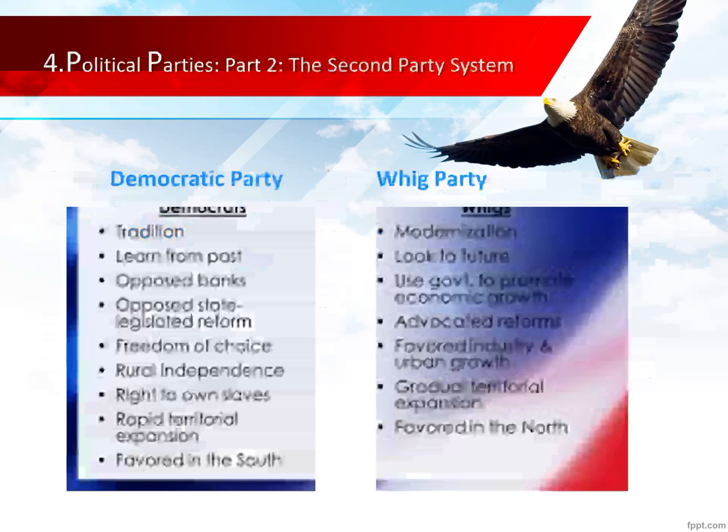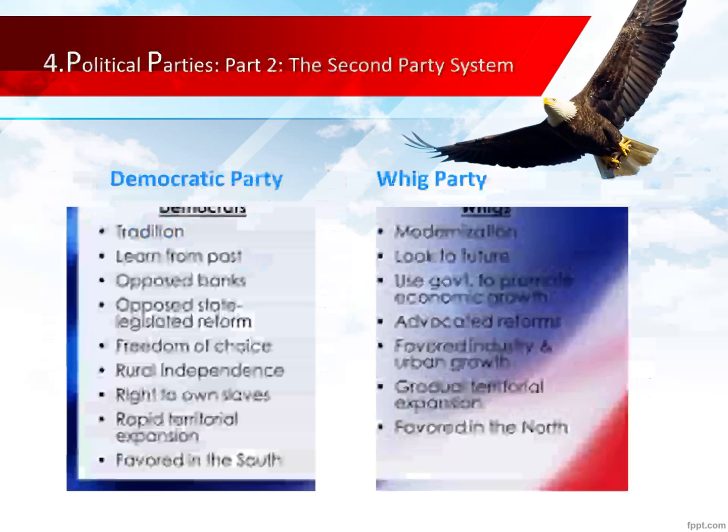Meanwhile, in the Northeast, you're going to have the Whig Party. Now, the Whig Party favored modernization. They didn't want the traditional farming, plantation system. They wanted an industrial system. Their idea was to look to the future. Look at what the world is going to be like in 20, 25 years. Hey, we need to build railroads. Hey, we need to promote economic growth, and government needs to do that. And government could do that by, for example, creating tax breaks for new innovations.